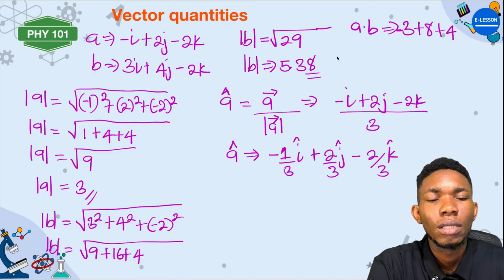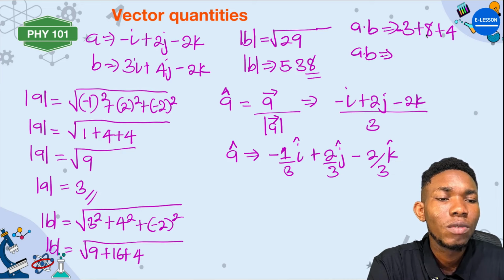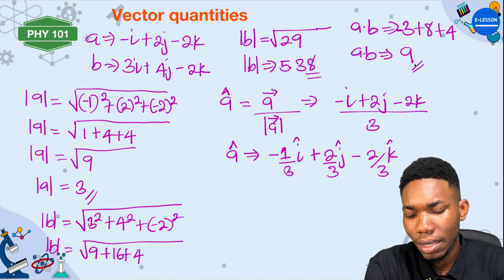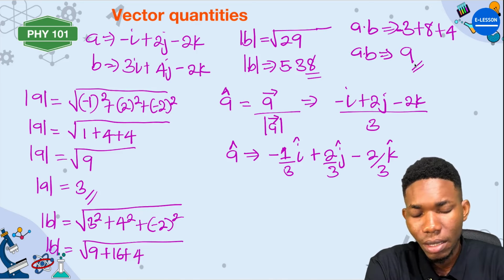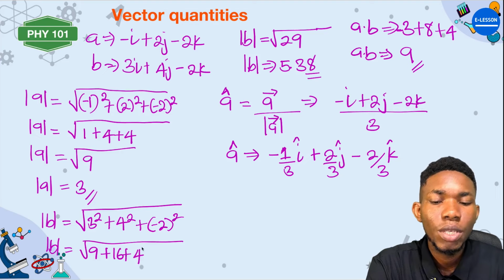4. K dot K will give us 1. J dot J will give us 1. I dot I will give us 1. So A dot B will be minus 3 plus 8 plus 4. Minus 3 plus 8 will give us 5. 5 plus 4 will give us 9. Exactly. So minus 3 plus 8 plus 4. Anyone can make a silly mistake. It's 9. So A dot B is equal to 9.